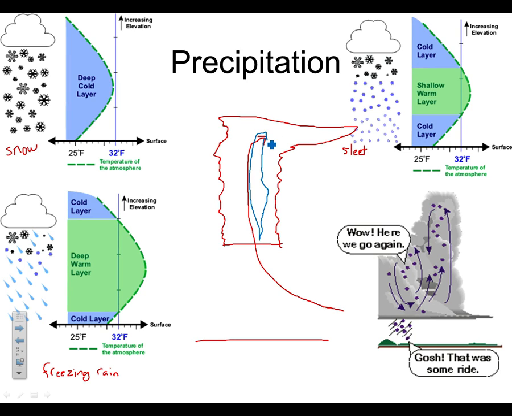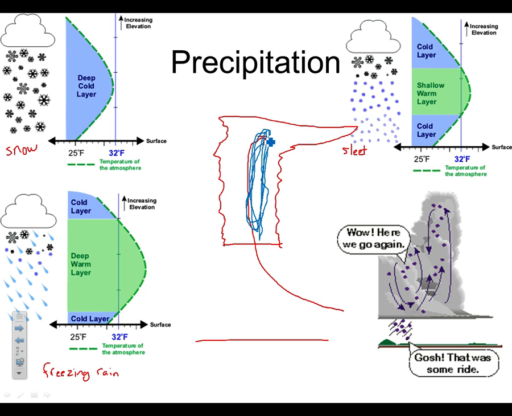Well, then it falls back down, and it picks up another layer of water. It hits the updraft, goes up, that layer of water freezes, falls down, gets another layer of water, blows up, freezes, falls down, goes up, freezes, keeps happening over and over again. So every time it falls down and blows up, it's getting another layer of ice on it.